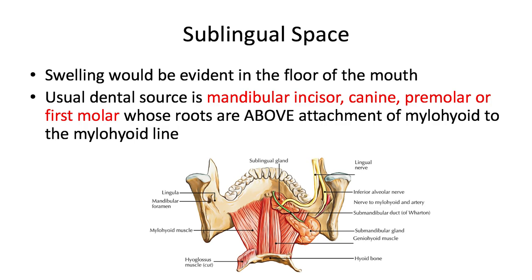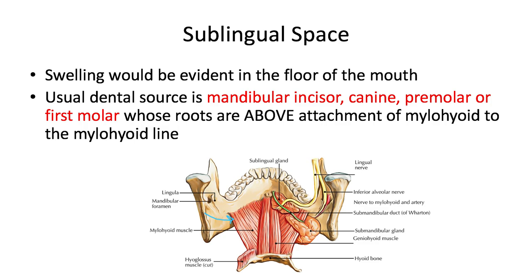What's really important here is that all of these teeth have roots above the attachment of the mylohyoid muscle to the mylohyoid line. So usually this is the case for the incisor, canine, and premolar. Sometimes that first molar might not have its roots above the attachment of the mylohyoid muscle, but the important thing here is that, like we talked about before, muscles and muscle attachments, like this one here, create a boundary that makes infection very hard to cross through.